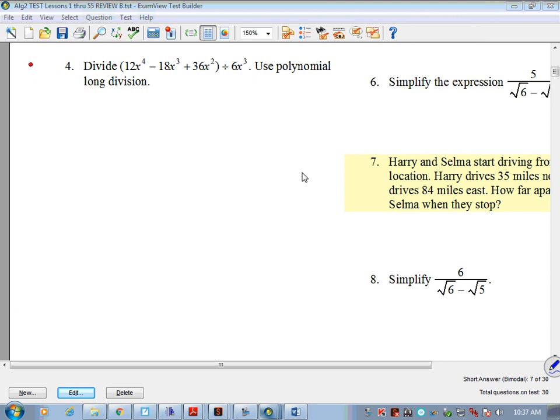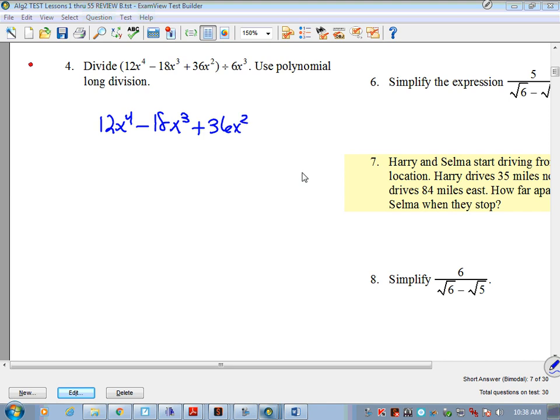Question number 4 says, use long division. And I know you guys really love long division. Question number 4, this comes from lesson 38, dividing polynomials using long division. All right, so let's start off by making an actual division bar. We got 12x to the 4th minus 18x cubed plus 36x squared.